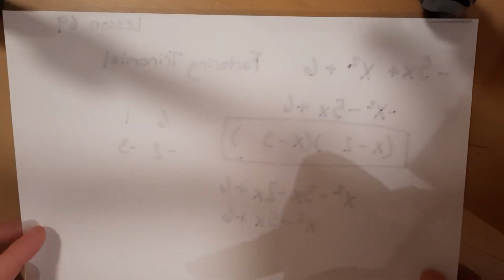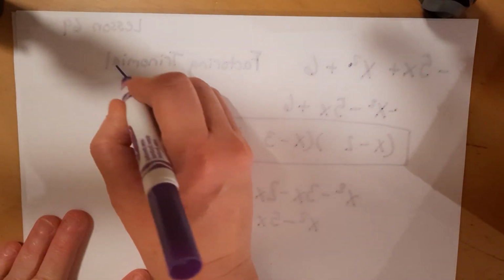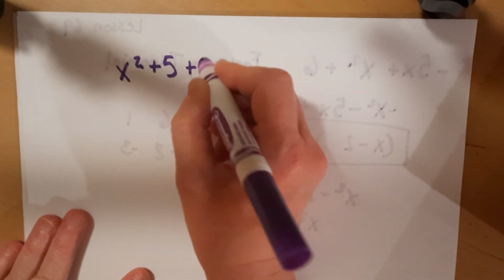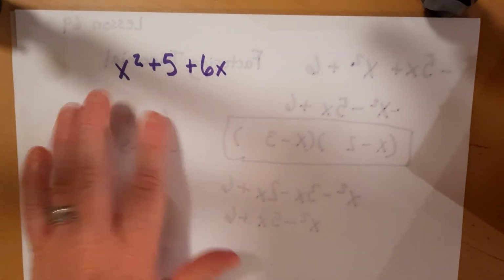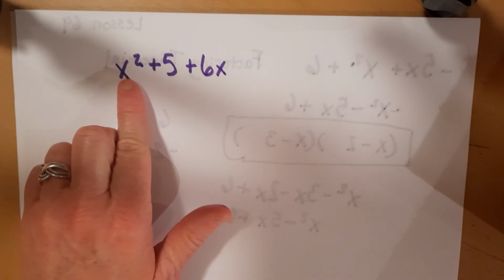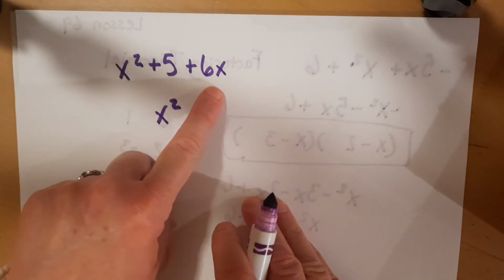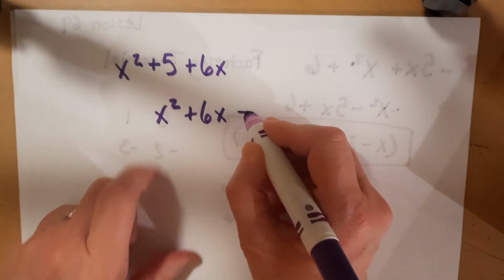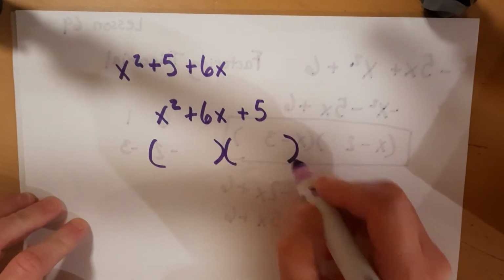We're going to try one last one rather quickly. So if we have x squared plus 5 plus 6x, and in your homework it'll say to factor that. First of all, we have to write it in the correct sequence. We need the x squared first, and then we need the x. Watching the signs, we remember that it's plus 6x plus 5. Put in our parentheses.